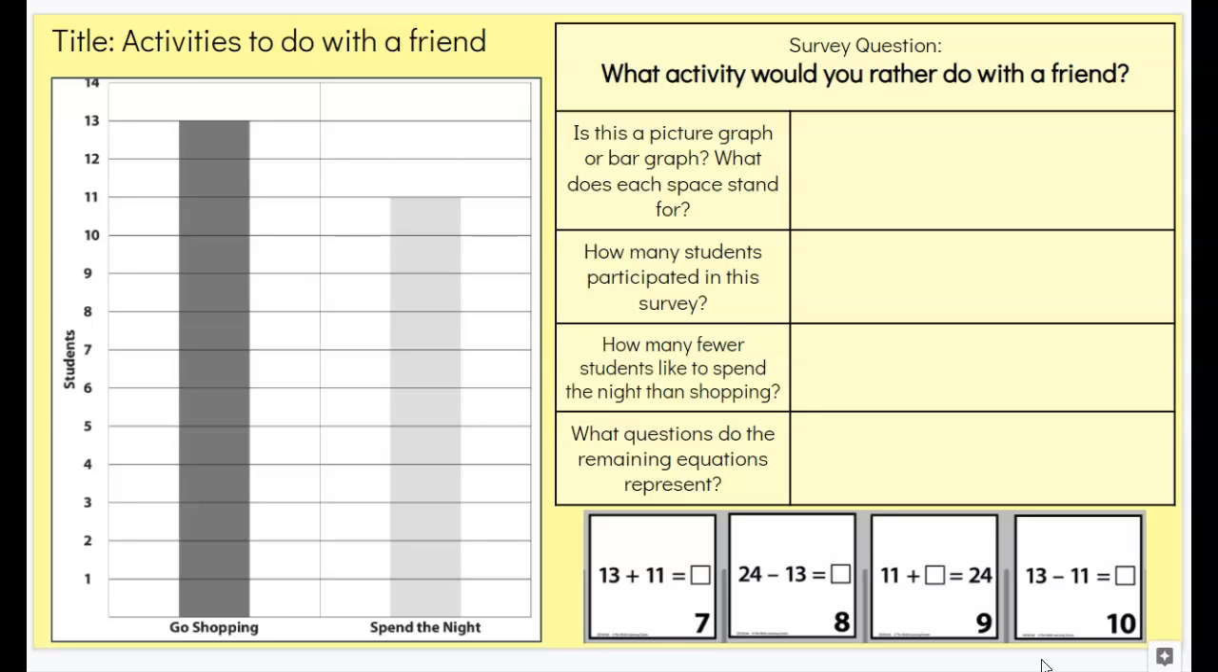Now, we already know that we're looking at a bar graph because we don't have pictures like we had pictures of the cats and dogs before. Now I want you to think. What do you think every space stands for? We have one space filled in, another space, and another all the way up to the top. What do those spaces mean?